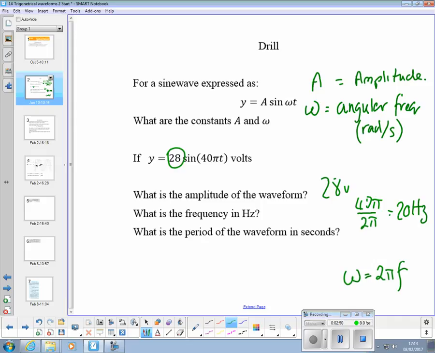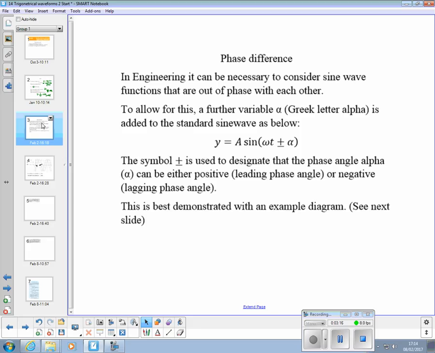And what is the period of the waveform in seconds? T, the period, is 1 over the frequency, so 1 over 20 equals 0.05 seconds. Yeah. So that's a link back into what we did. Moving on. Phase difference.